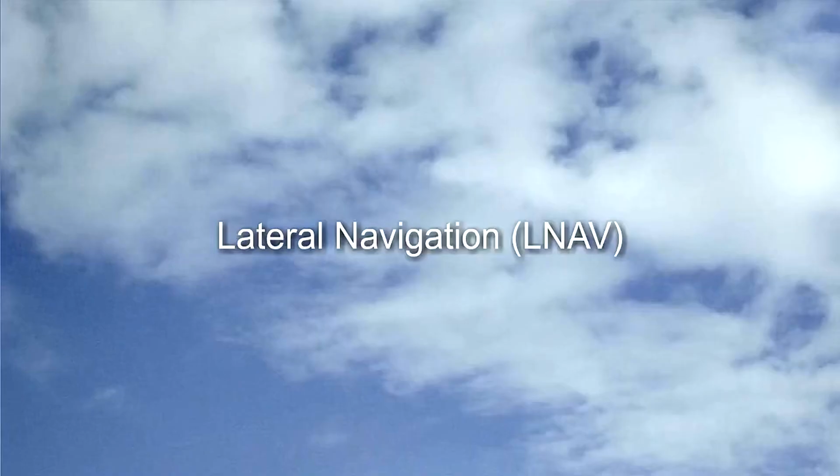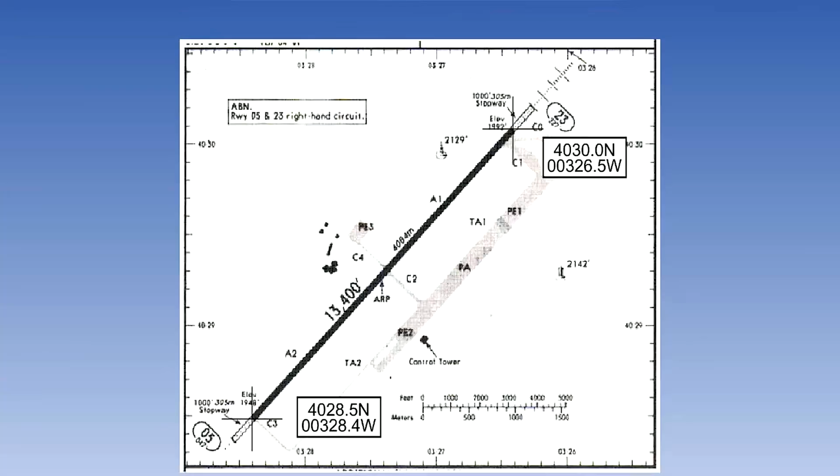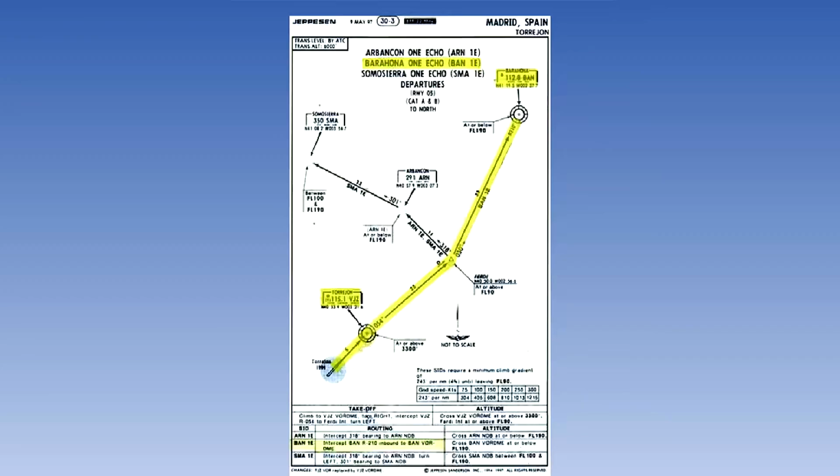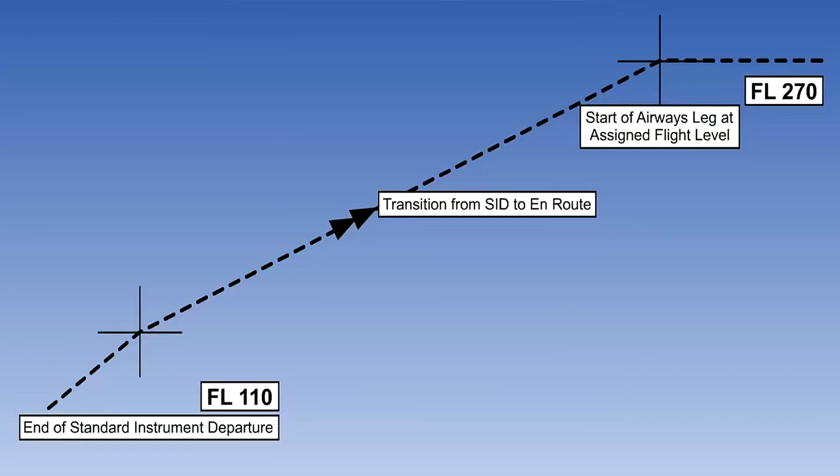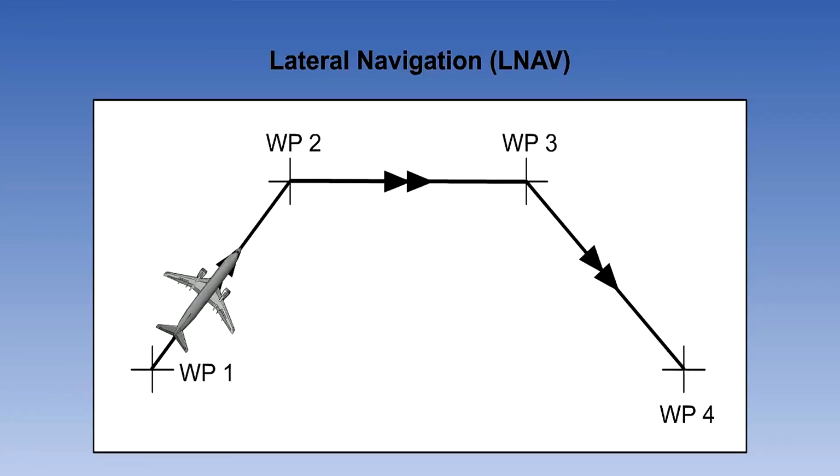FMS lateral navigation is more comprehensive than the simple waypoint-to-waypoint navigation provided by a first-generation inertial navigation system. The greater computer power available in more modern systems allows a lateral flight plan to include the following. The takeoff runway, including an update of present position on takeoff, the standard instrument departure or SID. The transition from the end of the SID to the en route flight level, waypoint steering on route.